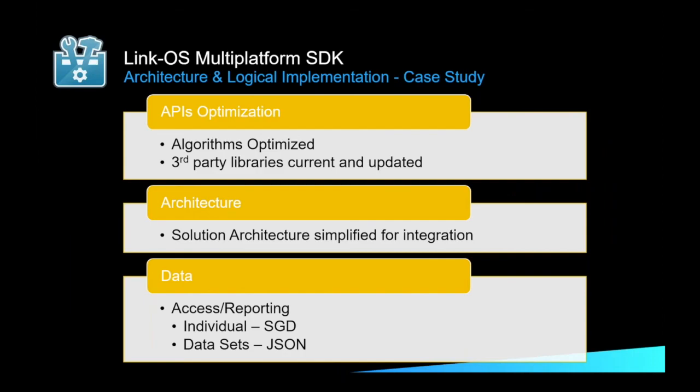Let's go now to architectural and logical implementation. Through our architectural and logical implementation, our SDK team has been working to keep the APIs optimized and also current and updated. They have been working to reduce the bugs that we have had in the past, and keep those updated just to implement the portion that works with repositories, like the NuGet implementation we did in the past. Also, we have simplified the architecture to make it easier for integration. We want to go through that later.